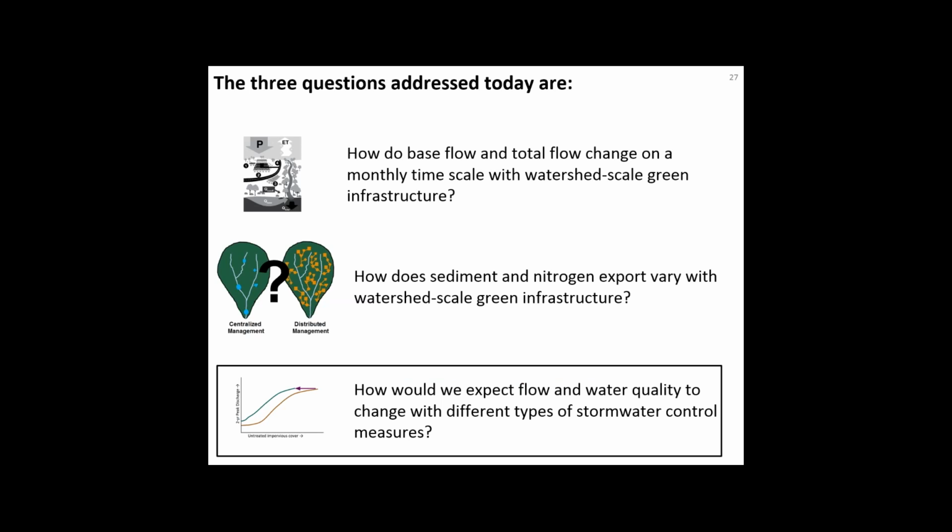All right, so our third section question is, how would we expect flow and water quality to change with different types of stormwater control measures? This is coming out of work that was led by Ann Jefferson, a synthesis effort to look at existing monitoring and modeling studies that have looked at watershed-scale implementations of stormwater control measures. And from this, we developed some hypothesized relationships of how we would expect different types of stormwater control measures to affect flow and water quality.